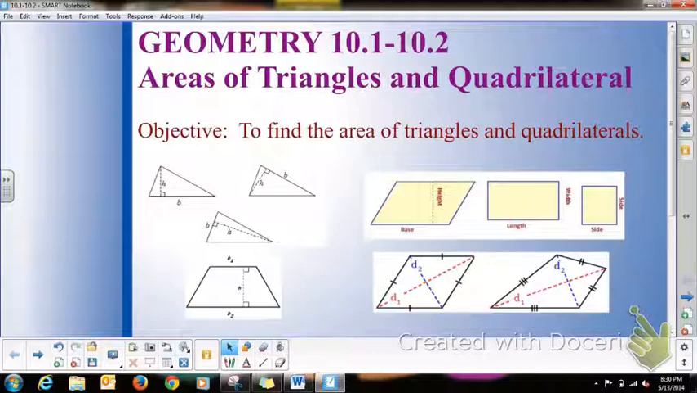So this is in preparation for our project-based assessment tomorrow, where you will design a playground with a design team, and you'll have to calculate the area of all of the features of your playground. So we're going to discuss triangles, parallelograms, rectangles, squares, kites, rhombuses, and trapezoids in this lesson.